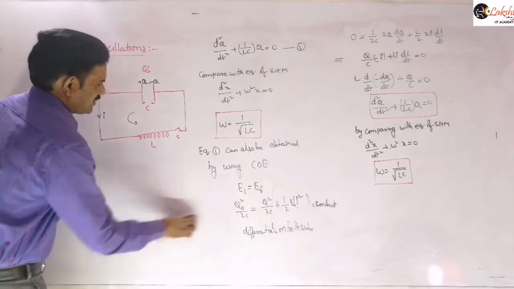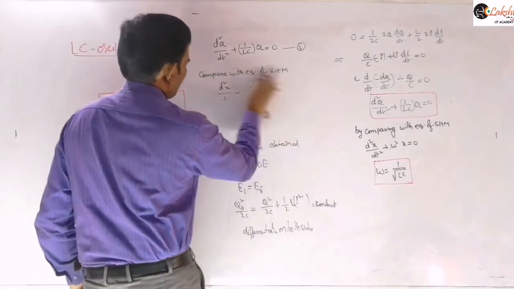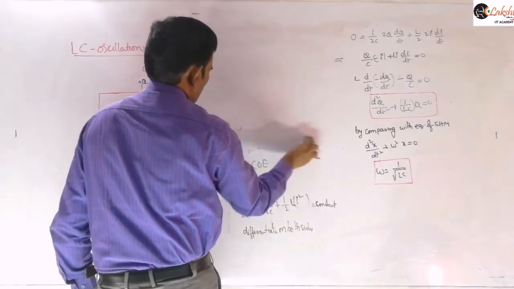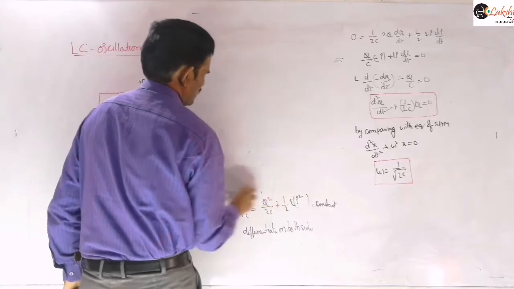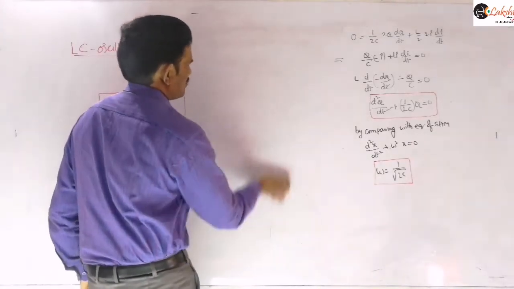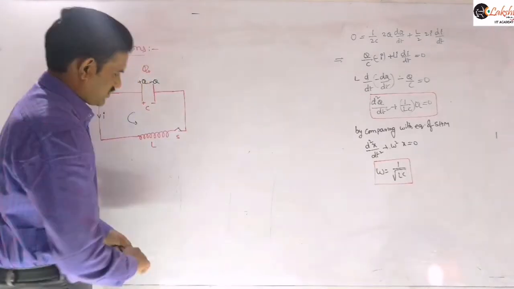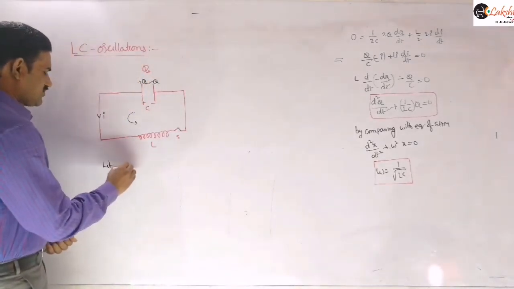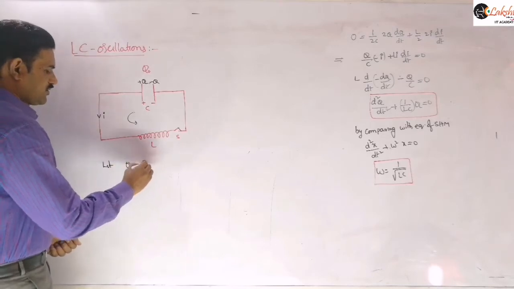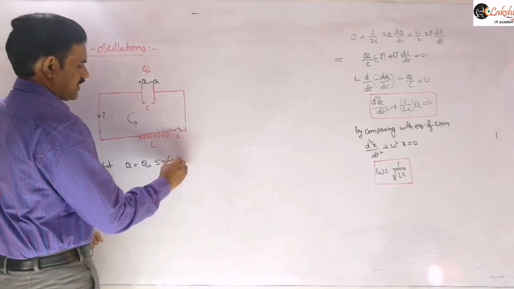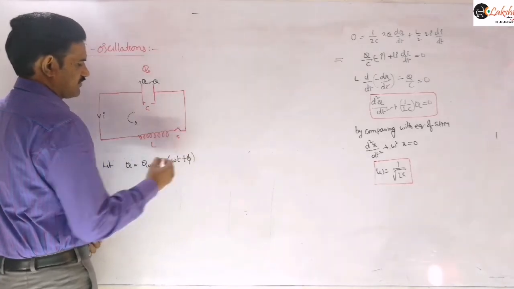So let us take this general equation there. Generally in our SHM problems we take a general equation and we use the initial conditions to verify it. So let us take our initial conditions and then write the general equation for that. So at any instant I am taking the charge equation as Q = Q naught sine of (omega t plus phi).